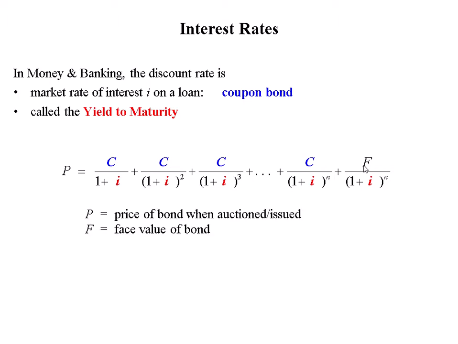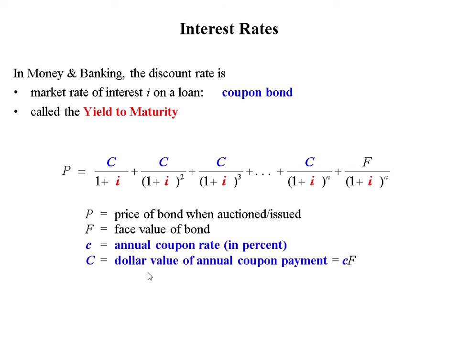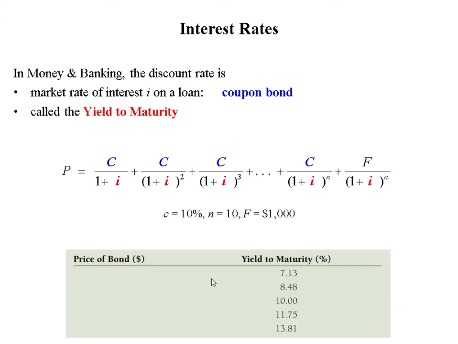Again, F is the face value of the bond, or you can think of it as the future value. Price is the present value of those income payments. C is the coupon rate. Capital C is the dollar value of that annual coupon payment. If the bond states an annual coupon rate, then all you do is take the coupon rate times the face value to get the coupon payment each period. N is the years to maturity.